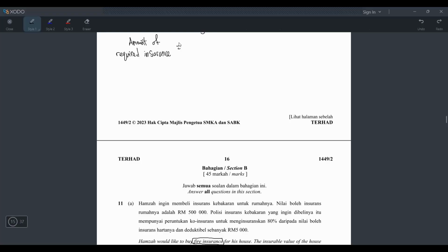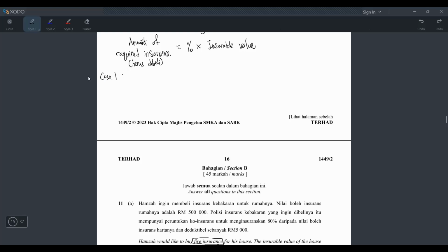So what is the formula to find the required? Required means harus dibeli, must be bought. You take the co-insurance percentage times the insurable value. Okay, that's the first formula you need to know for fire insurance. And after you know this formula, you also need to know case 1, case 2, case 3.